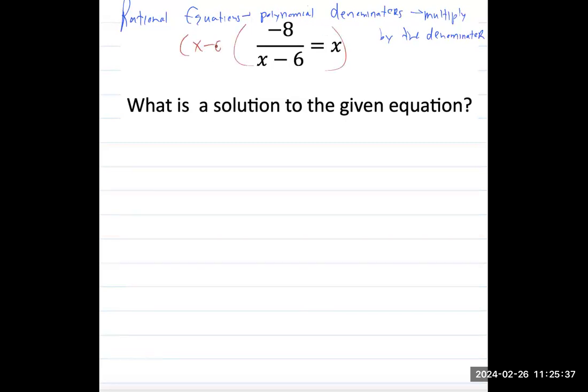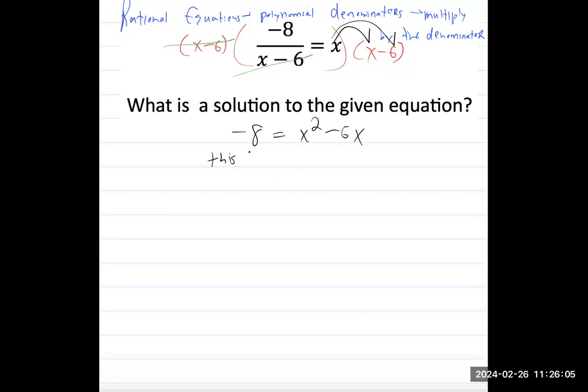So x minus 6, x minus 6. And if you multiply on the left, right now we basically have x minus 6 on the top and the bottom, so it cancels, leaving you with minus 8. And on the right-hand side, we're multiplying x by x minus 6, we're distributing. So we have x squared minus 6x. And now we have a quadratic.